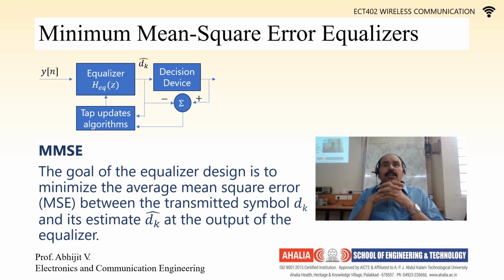So we have completed the zero forcing algorithm. Now we'll be studying the next type of equalizers called minimum mean square error equalizers, MMSE. Like the previous zero forcing algorithm, our objective is to eliminate inter-symbol interference. We do this by minimizing the average mean square error, called MSE, between the transmitted symbol dk and its estimate at the output of the equalizer.